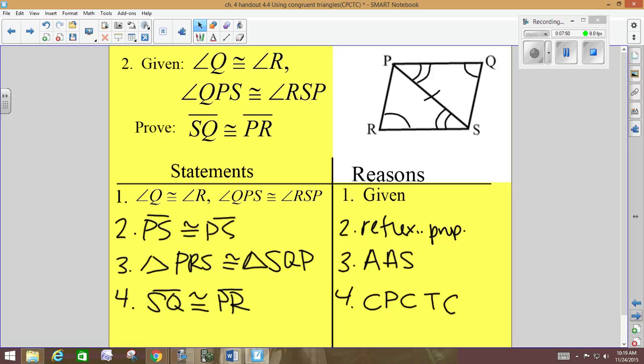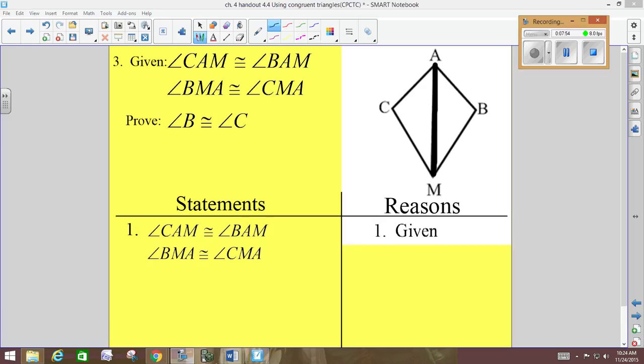Okay, flip it over and do the next 2. After you have your given written, then when you mark it, angle CAM would be this guy, congruent to BAM, the one adjacent to it. And then angle BMA is congruent to angle CMA. So there's your given. What else do we know? AM is congruent to itself by what? By what? Reflexive.